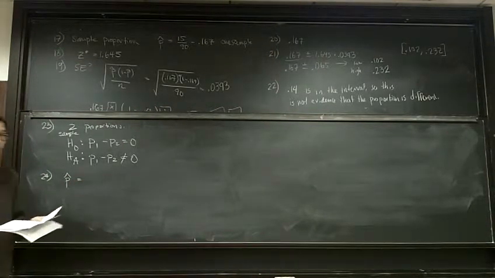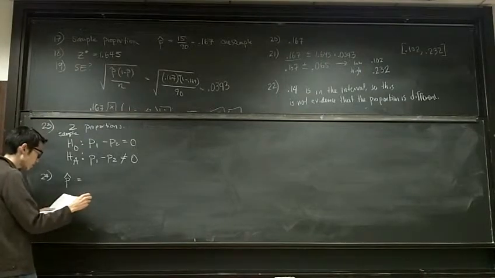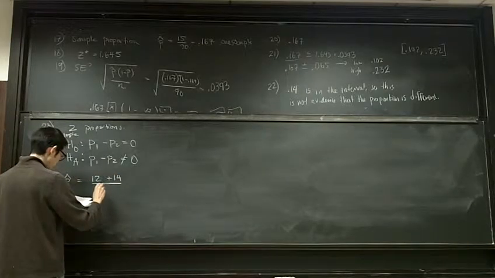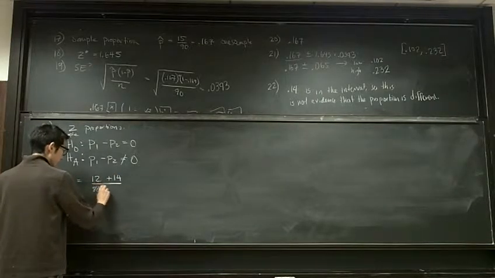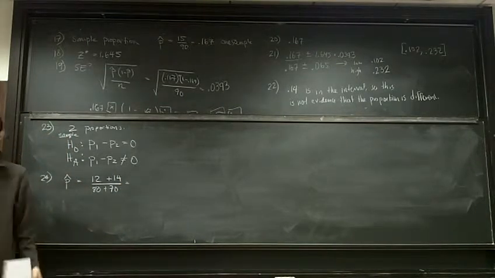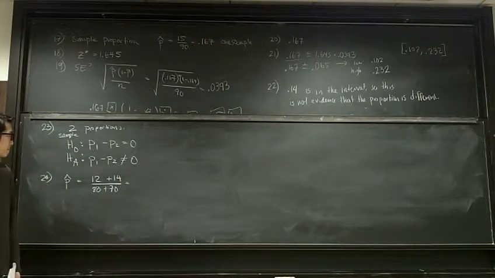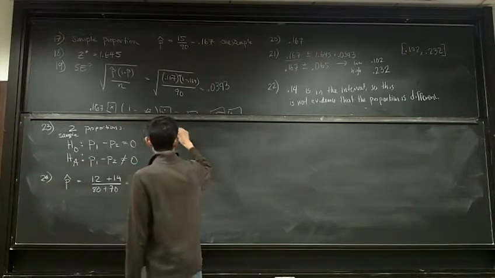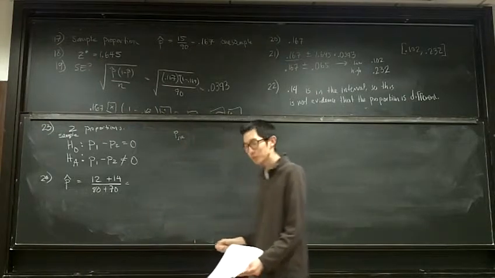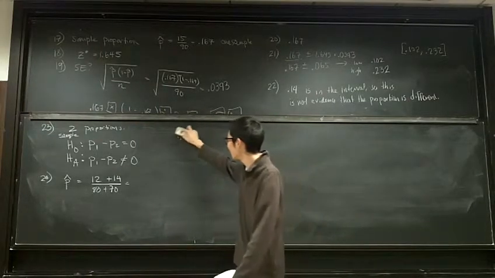P hat is the combined proportion. So in this case, it's going to be 12 plus 14 over 80 plus 70. Is it okay to just write P1 minus P2, or do we have to name it like P Jolly Rancher, like you did? Either way is fine.